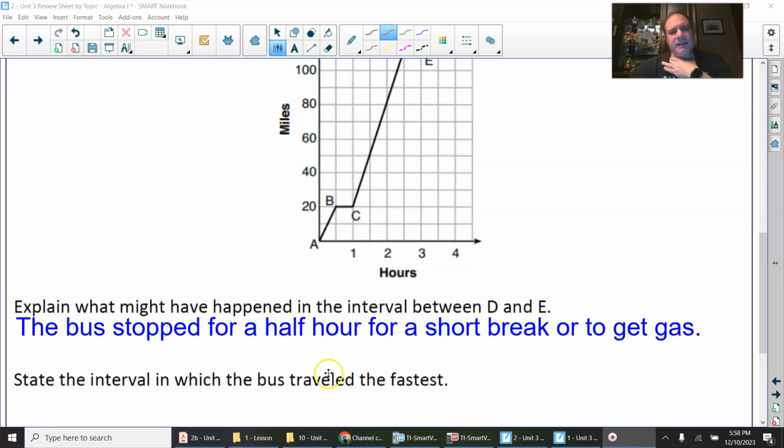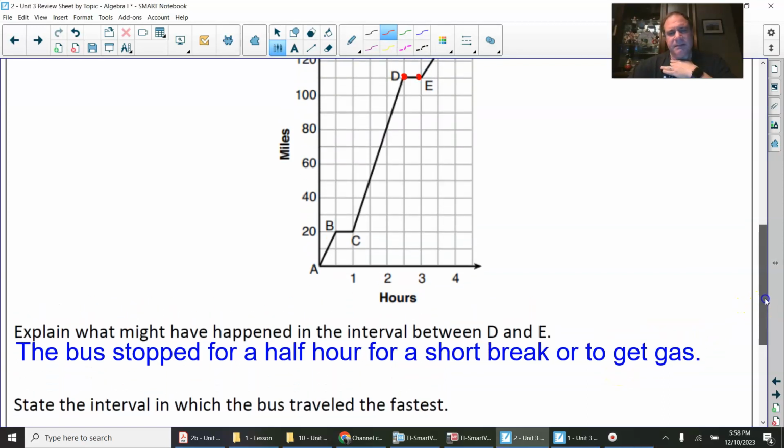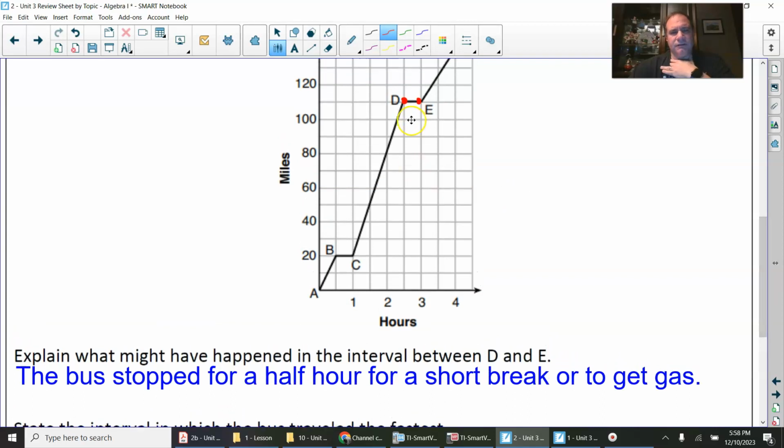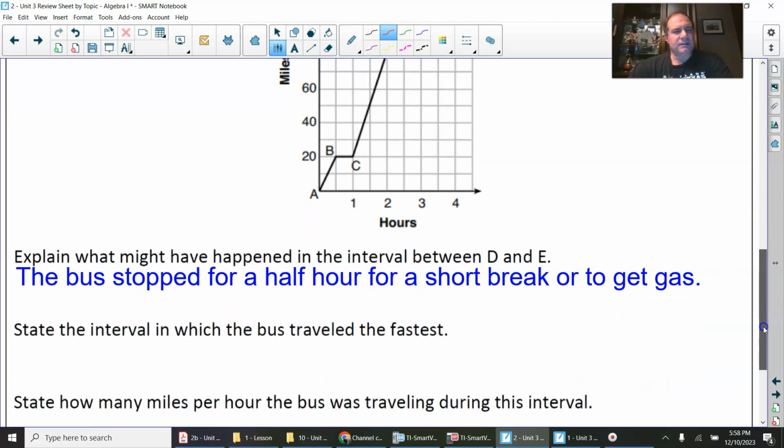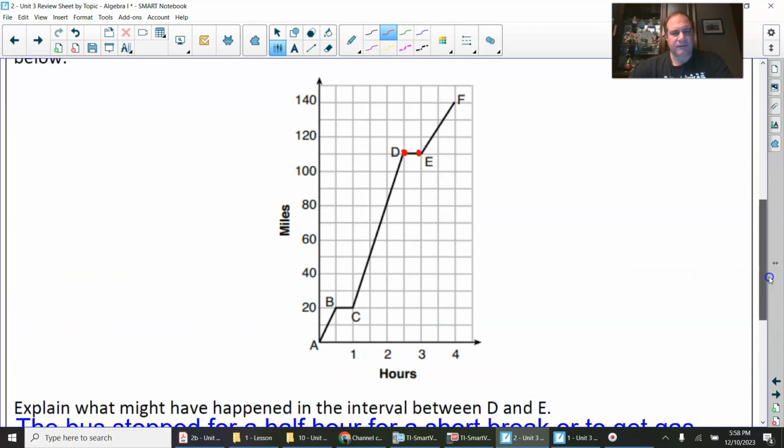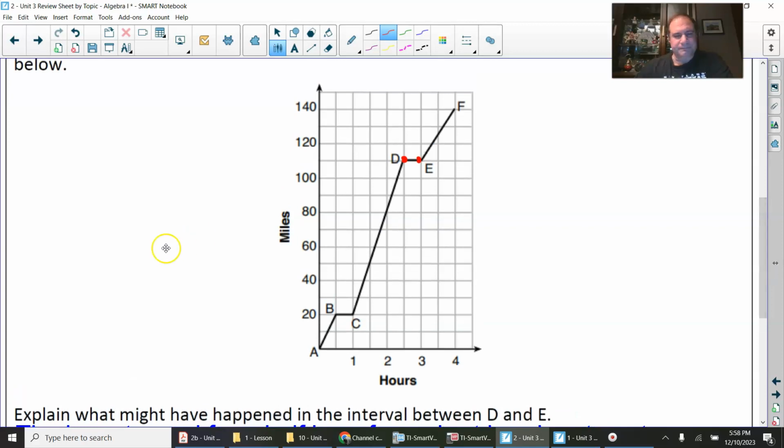All right, so the bus stopped for a half hour for a short break or to get gas, maybe a bite to eat, but it is a half hour. It is right here, 2:30 to 3, and you're good to go. State the interval in which the bus traveled the fastest. So just looking at traveling the fastest from A to B, they averaged 20 miles, but it's a half hour. So it's 20 miles for a half hour. So that would be 40 miles per hour.